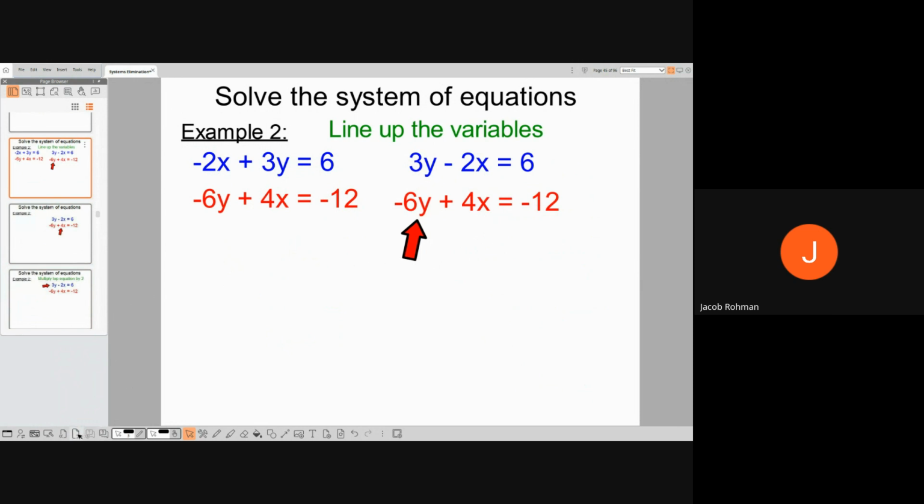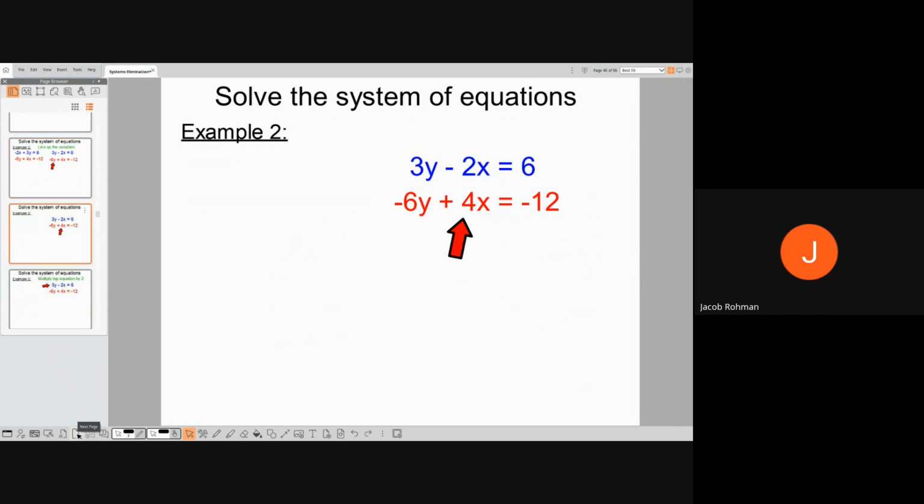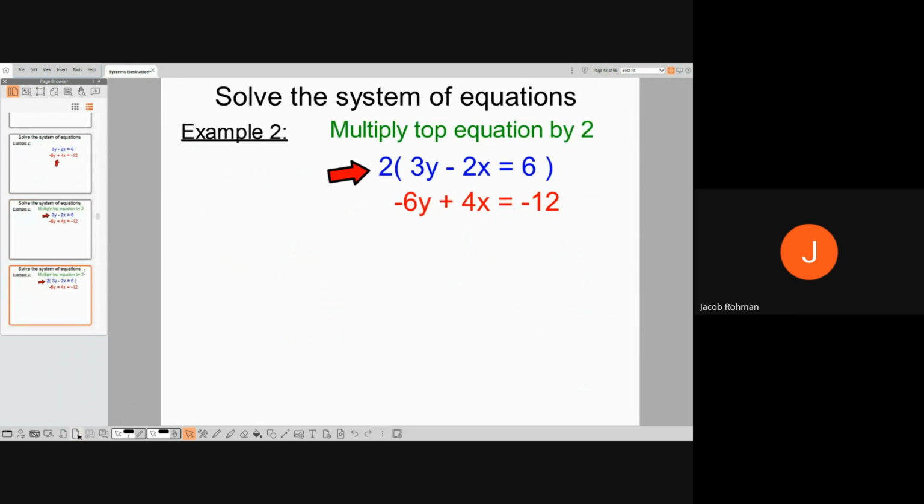So looking to eliminate the x's, I want to turn this -2 into a -4. And we're going to do that by multiplying this top equation by 2. So we're going to show that here in blue. And when I do that, I get the equation 6y minus 4x equals 12. Notice I multiplied every single term inside the parentheses by that 2.